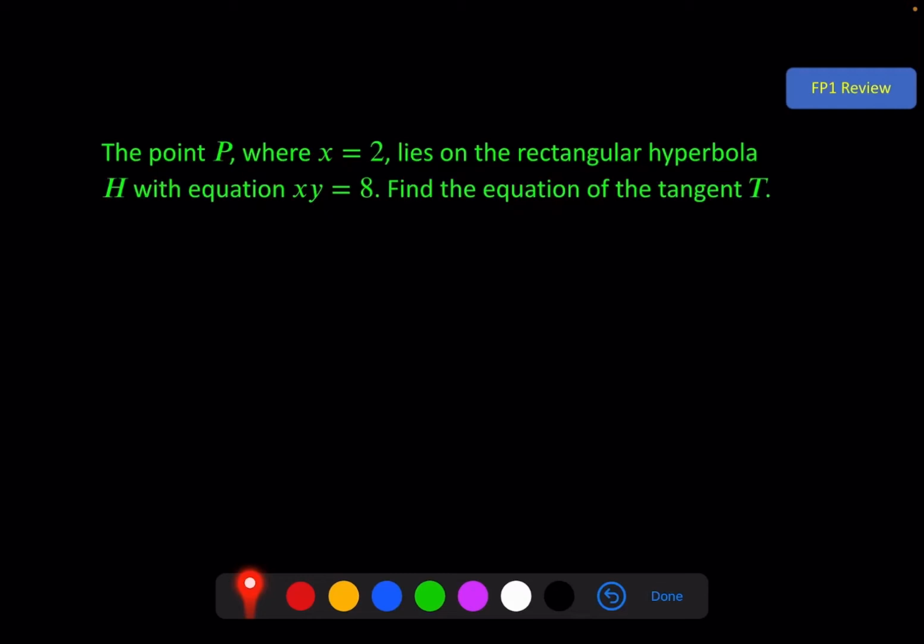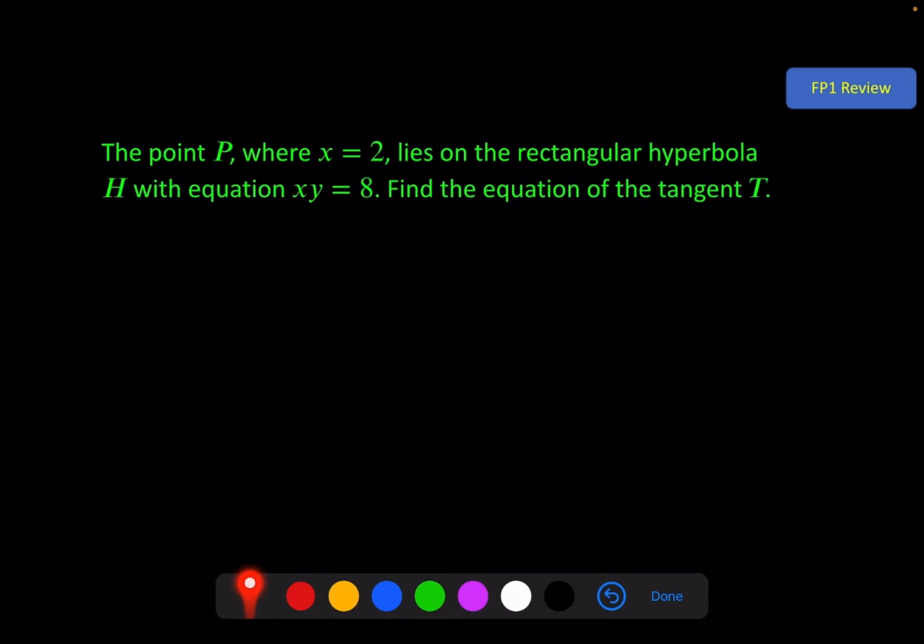Hello and welcome to the fourth and final video for the FP3 chapter, Further Coordinate Systems. As usual, starter on the screen here, this is to review FP1 work on rectangular hyperbola. Pause the video now if you've got time, and I'm going to go through the answer.